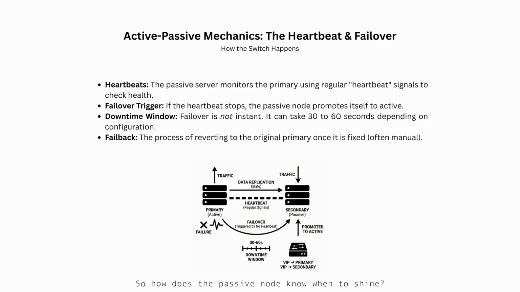So, how does the passive node know when to shine? Heartbeats. The standby server constantly pings the active server: are you there? Are you healthy? If that heartbeat stops, we trigger a failover. Active-passive failover is predictable, but it is rarely instant. You might see 30 to 60 seconds of downtime while the system detects the failure and switches the traffic.